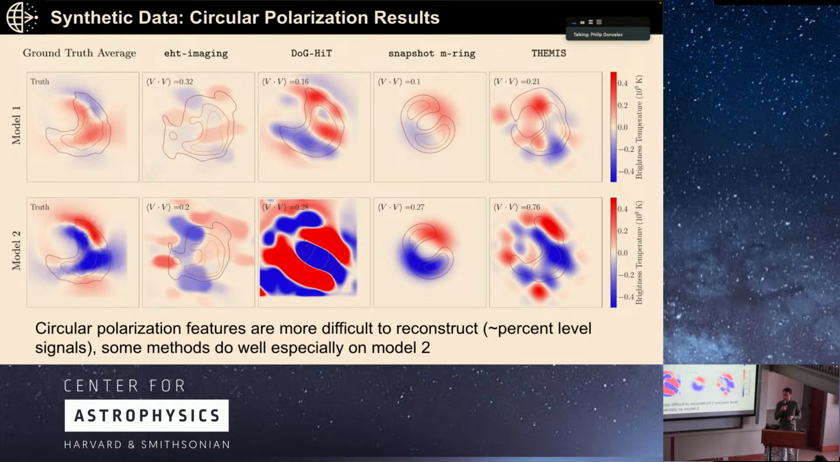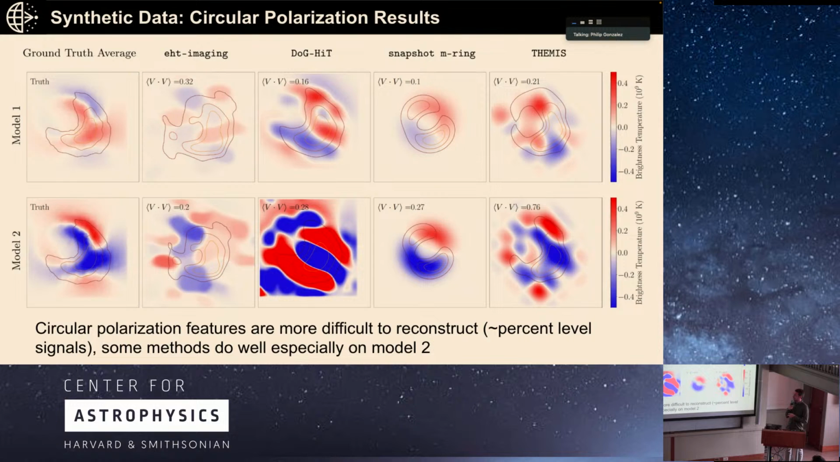Looking at the circular polarization results from these methods, the picture changes a little bit. Circular polarization is a much weaker signal than linear polarization, which makes everything more challenging. So there are some more significant differences here between the different methods. But we see, especially on model 2, that some methods are doing reasonably well. For example, Themis here reconstructs the circular polarization quite faithfully, and also the M-ring geometric modeling method, which we developed here at the CFA.